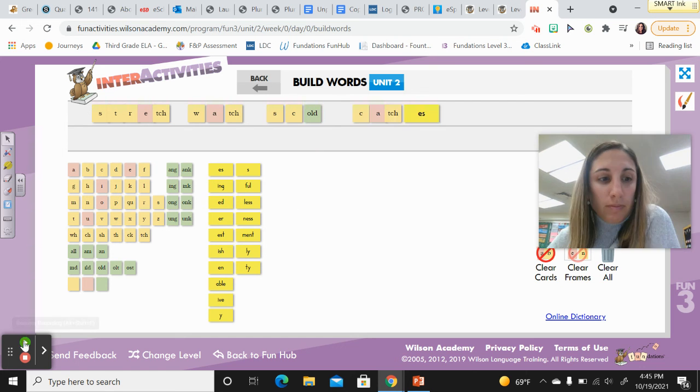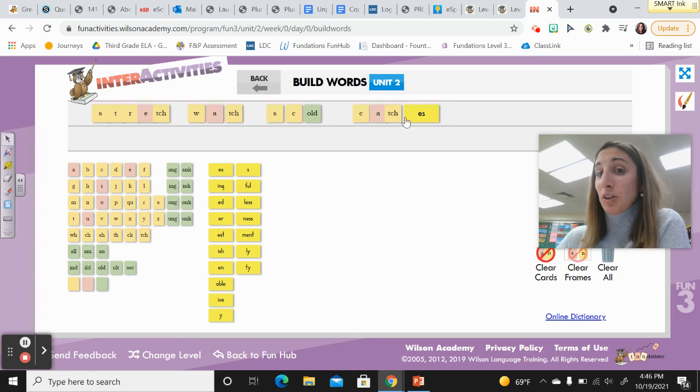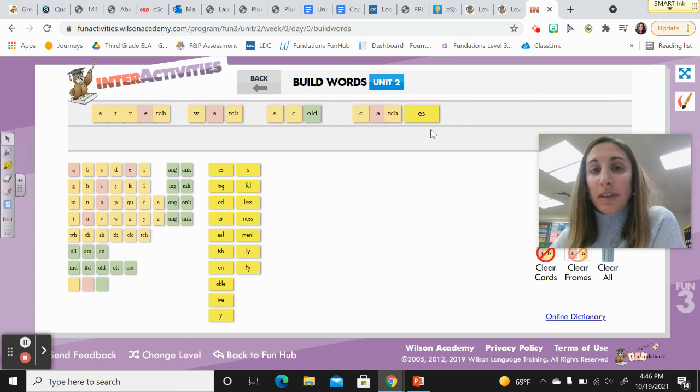Okay, I put a 4th word up here. Let's tap it. Notice the suffix frame. So when we tap it, we're only going to tap the base word. Ready? K, a, ch. What is the base word? Catch, catches, right? Catches. He catches the ball.